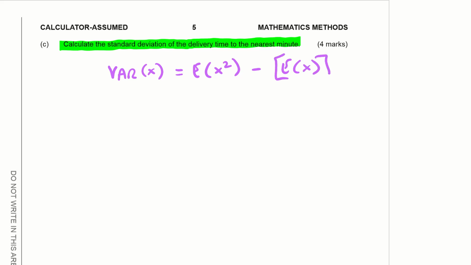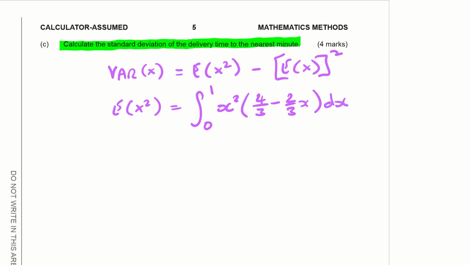Calculate the standard deviation of the delivery time to the nearest minute. Now, I usually do this using var x is the expectation of x squared take away the expectation of x, squared. So, the expectation of x squared is going to be the integral from 0 to 1 of x squared times f of x. So 4/3 take away 2/3 x dx. And we can do that on the calculator, and it is 0.2777.